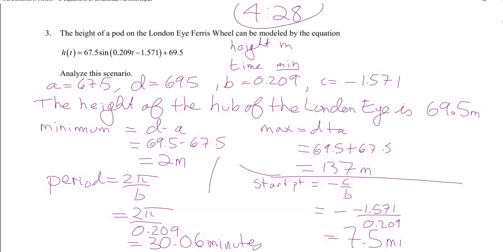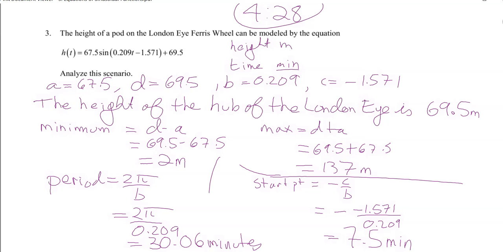So 7.5. Okay, so wait a sec. If it takes half an hour to get around, so 15 minutes, it's going to take 15 minutes to go from the bottom to the top, right? But it's going to take 7.5 minutes to go from the bottom up to the height of the middle. Then another 7.5. So remember, periods are split into 4 parts.